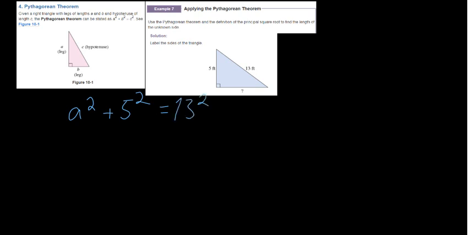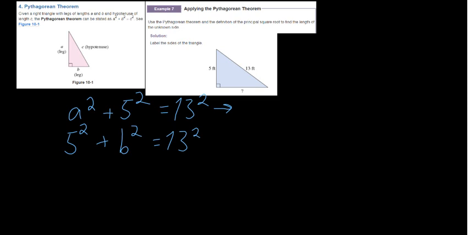But again, I said that the legs don't really matter, so we could just as well call this leg B. So it could be 5 squared plus B squared is equal to 13 squared. Again, as long as you have the hypotenuse correct, you're going to be in business. Let's solve these one at a time. 5 squared is 25, and 13 squared is 169.